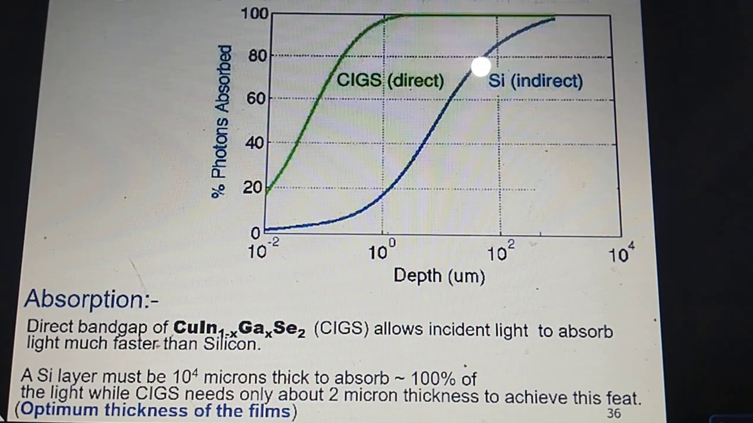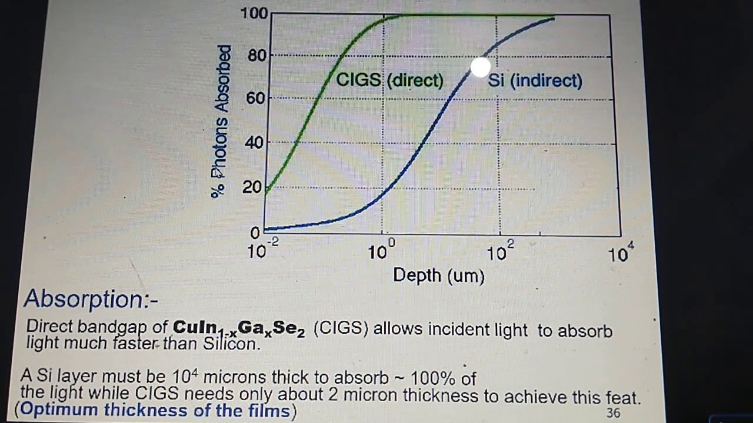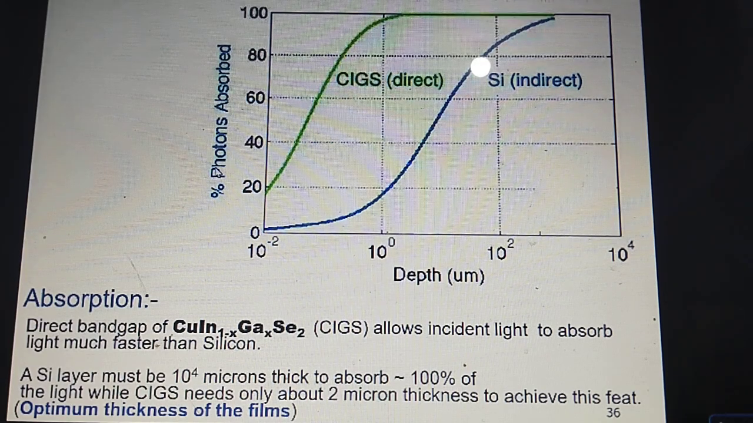So that means the optimum thickness of the film. What is optimum thickness? It is the thickness by which you can absorb 100% of the incident light. So optimum thickness in direct band semiconductors is much lower than in indirect band semiconductors for photovoltaic effects. So if you are using silicon, you need a thick absorber layer. If you are using materials like CIGS or perovskites, you need a very thin layer because their absorption coefficient is very high.